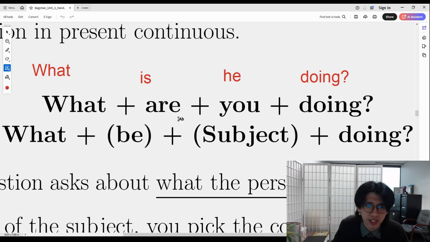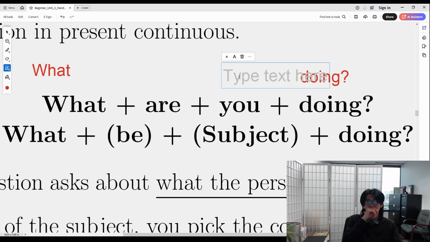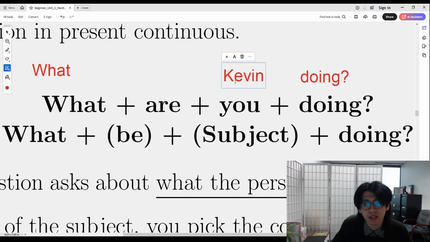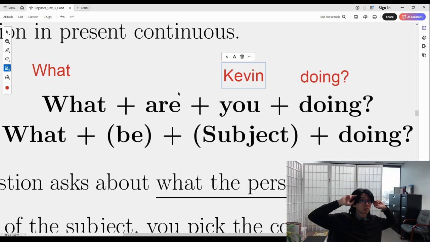Okay, let's break this down one more time. Okay, so why don't we just keep what and doing? Since we keep those, we just use the same form every time, but we're going to erase he and is for now. Okay, so what if it is, let's use Kevin. Okay. Kevin. What kind of verb to be do you use for Kevin? Do you know? Okay, I'll give you 5 seconds. Think about it in your head. Maybe say it out loud.